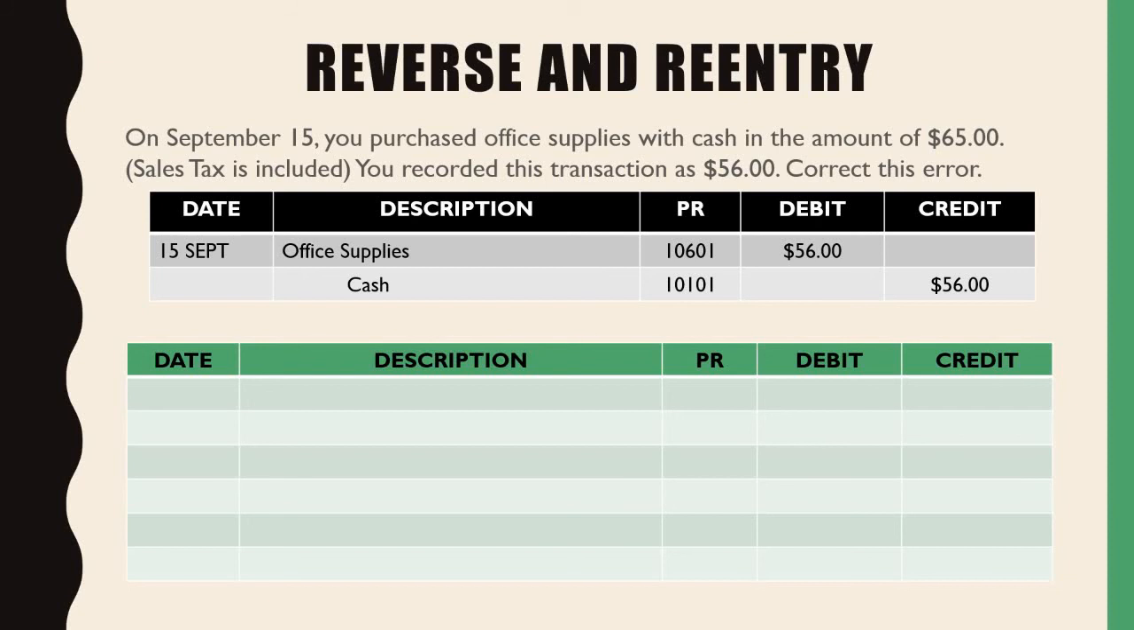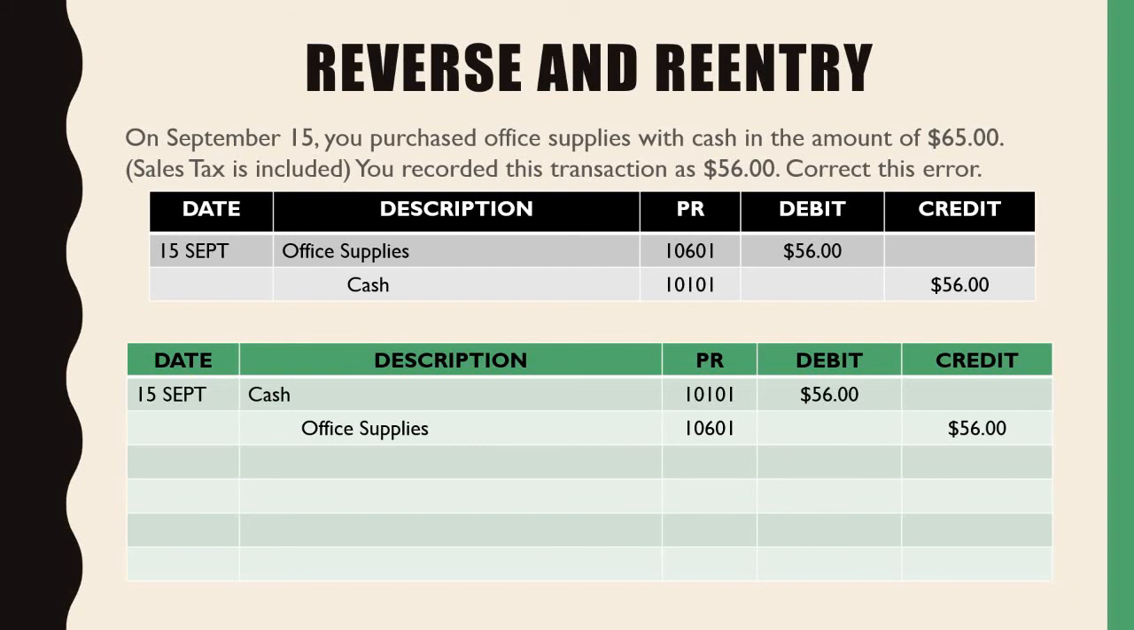Now, in this kind of concept, I want you to understand it this way. So we purchased the supplies. You have the receipt. It says 65, but you wrote 56. So how are you going to do the reverse entry? You're going to, in your mind, return the item. In this case, I'm going to return my office supplies and get my cash back. And that's exactly what you're going to do. You're going to get the cash back, and you're going to return the office supplies for the amount of 56, because that's what you recorded it as.